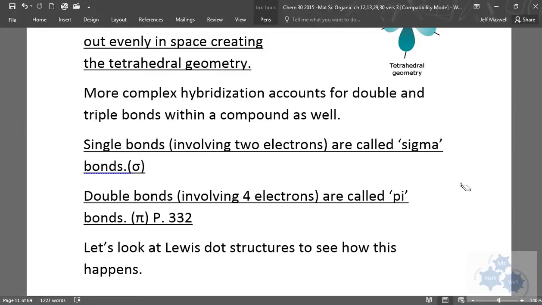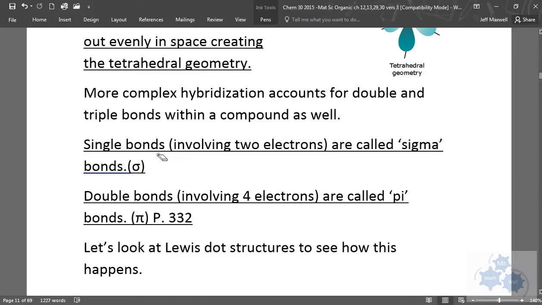Okay, more complex hybridization accounts for double and triple bonds. Okay, so there are single bonds, which is basically all we've been talking about here. The only types of bonds we've been talking about, ionic bonds or covalent bonds, have been single bonds. So I want to talk to you today a little bit about double bonds and maybe even triple bonds later.